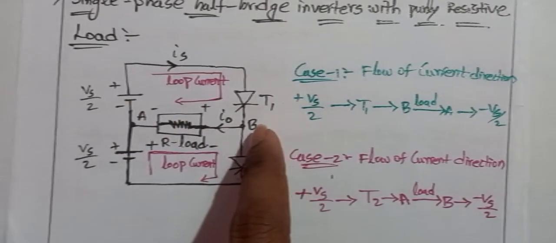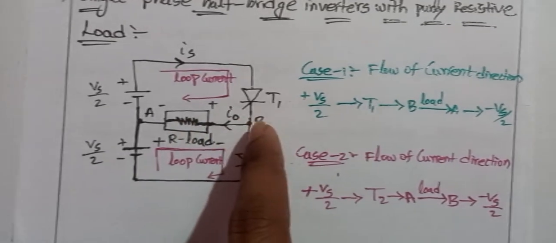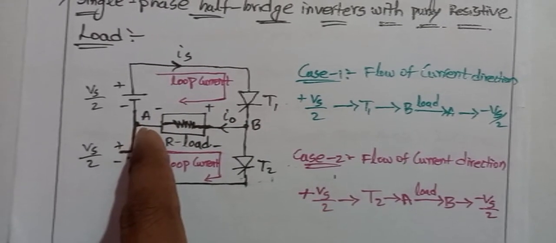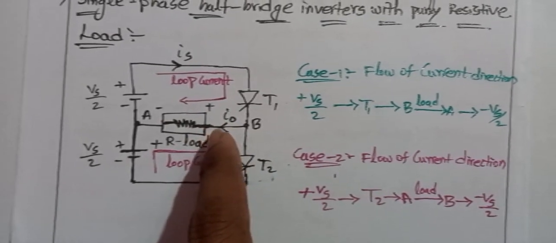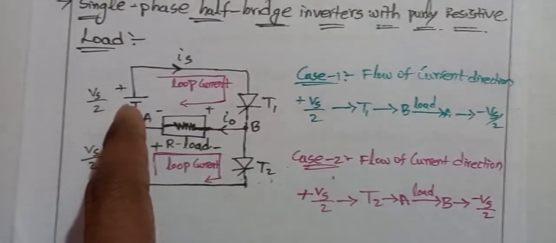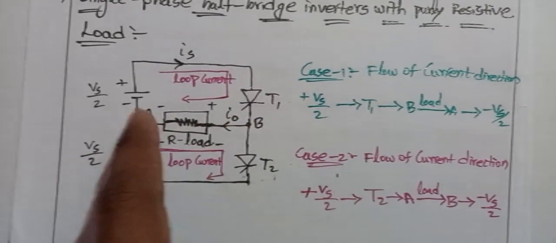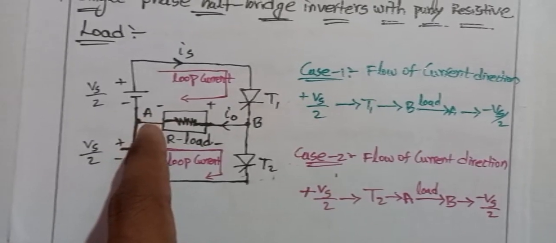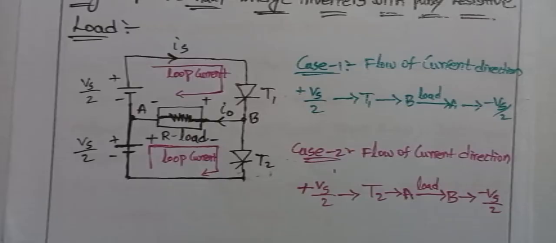Previously the current flowed through the load from B to A. Right now the current flows from A to B. That's why these two are completely opposite to each other. If the current flows from B to A, we consider that a positive half cycle. And when the current flows from A to B, we consider that a negative half cycle.